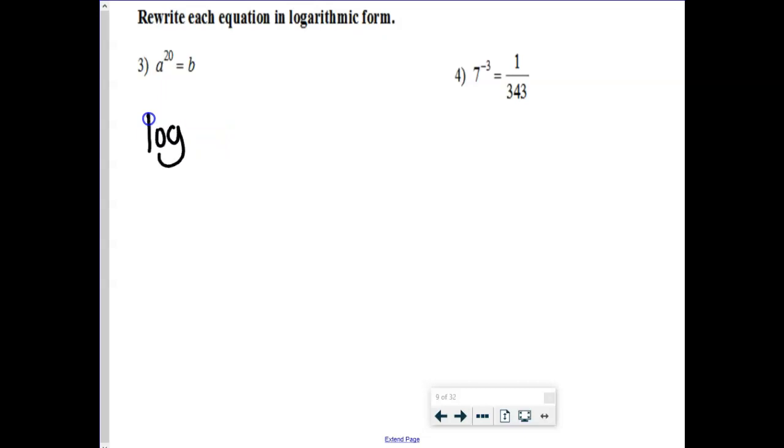So I write down log, and then I have to identify who my base is. Who is the base in this question? Yes, bases hold things up. So A is your base, which means he's also the base of your logarithm.